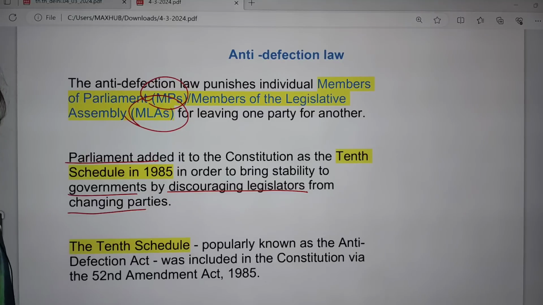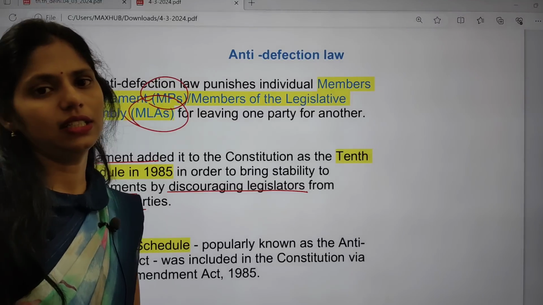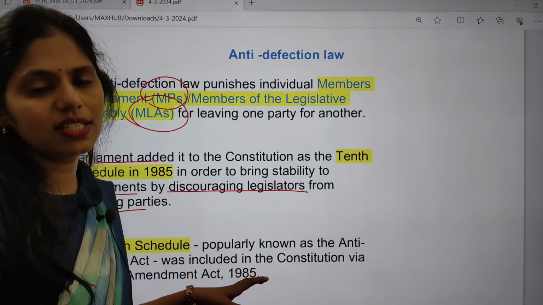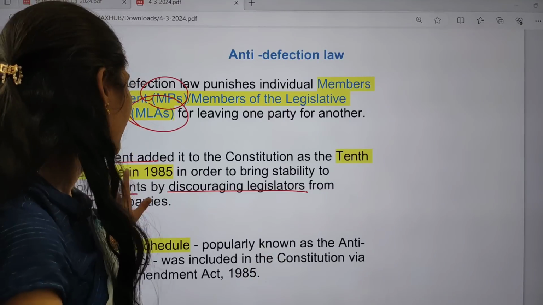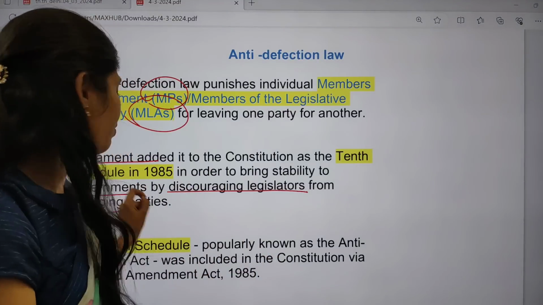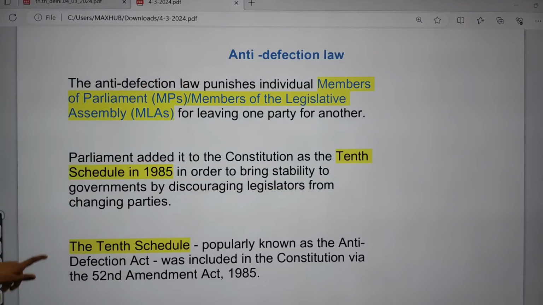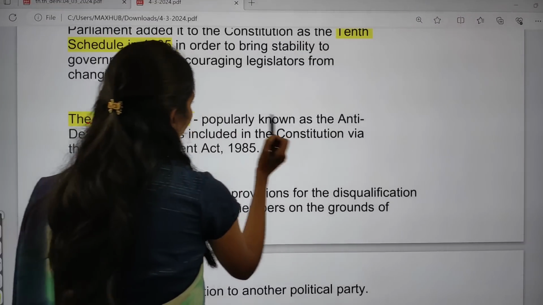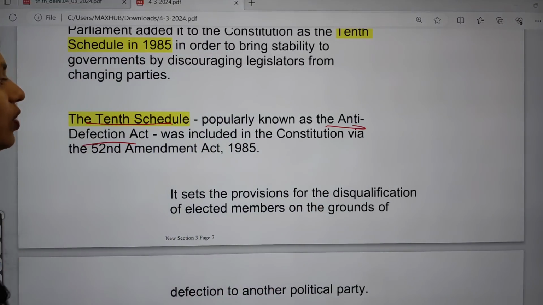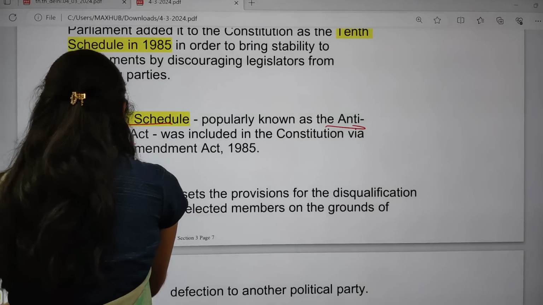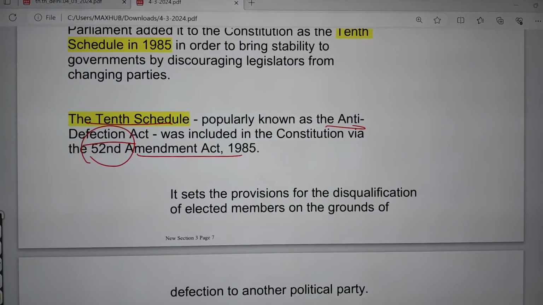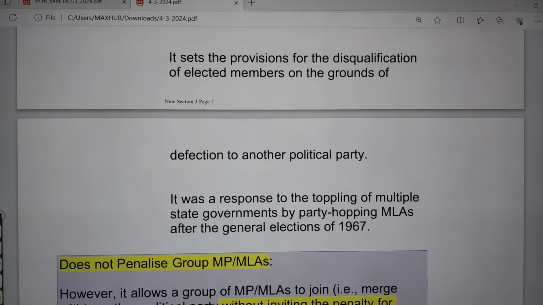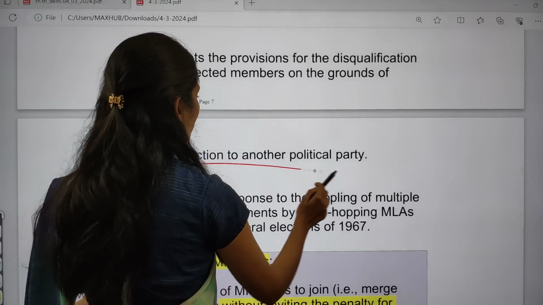Okay, so why did the government come up with this? Because so many political party members were leaving their party and moving to another political party. To discourage this and to maintain stability, the government came up with this anti-defection law in 1985. The 10th Schedule is properly known as the Anti-defection Act, which was included in the Constitution via the 52nd Amendment Act of 1985. It also sets the provisions for the disqualification of elected members on the grounds of their change into another political party.